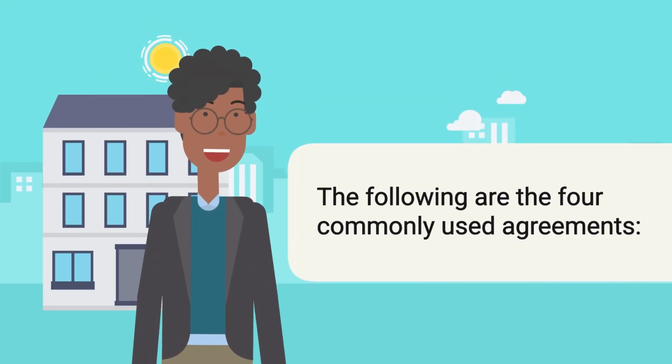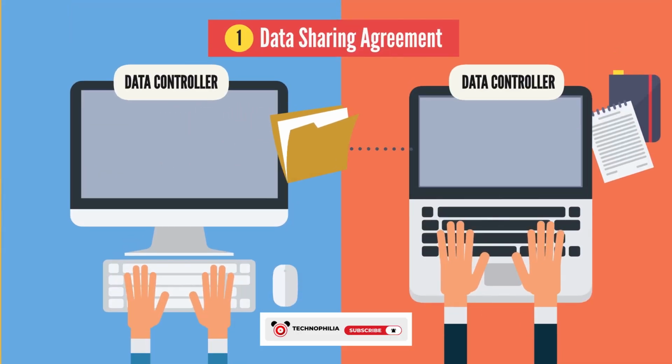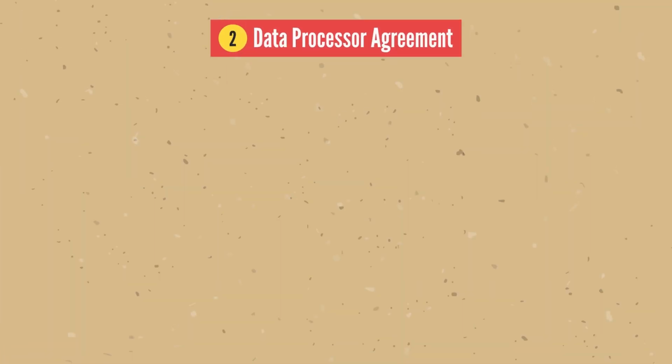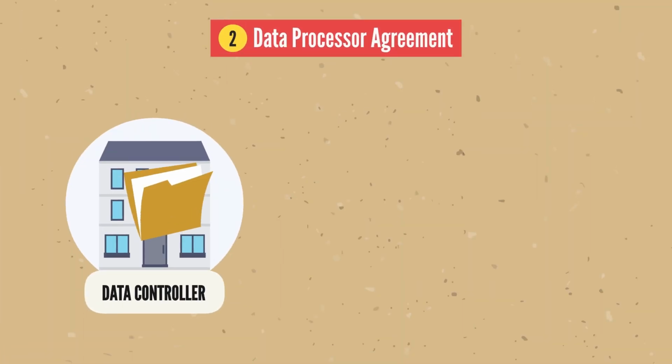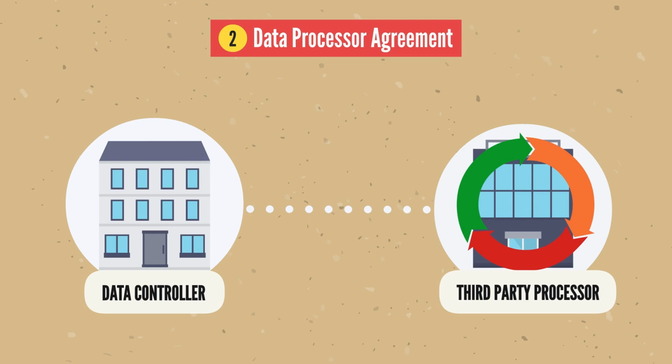The following are the 4 commonly used agreements. Data sharing agreements between 2 or more data controllers who intend on sharing personal information routinely and regularly between themselves. Data processor agreements wherein your organization acts as a data controller who contracts an outside data processor third party to undertake a task that involves the processing of personal data on its behalf.